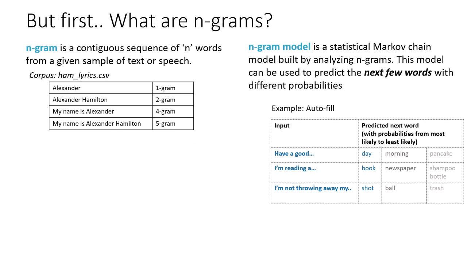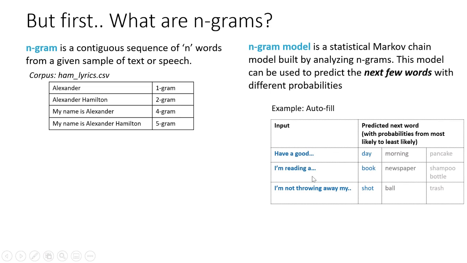You can think of n-grams as features, and n-gram models are machine learning applications that make use of these features. N-gram models are statistical Markov chain models built by analyzing the n-grams that we extracted from a text. So it can be used to predict the next few words with different probabilities. An example could be the autofill function on your phone. Say if you type "have a good," maybe the next words that come up are day, morning, or pancake.